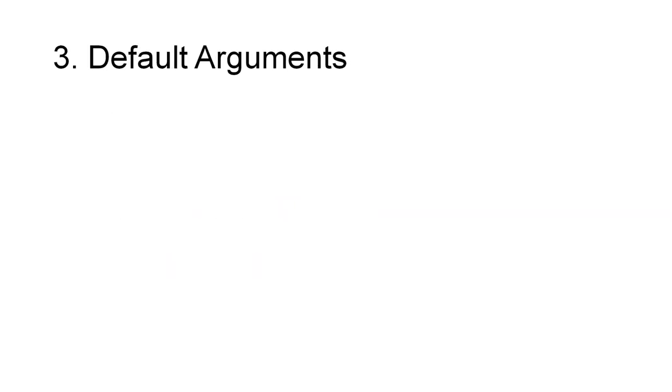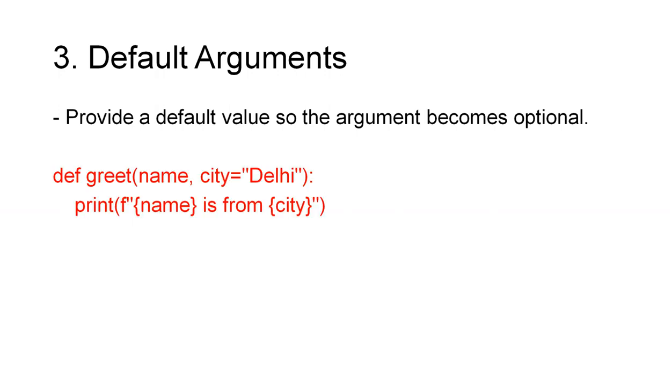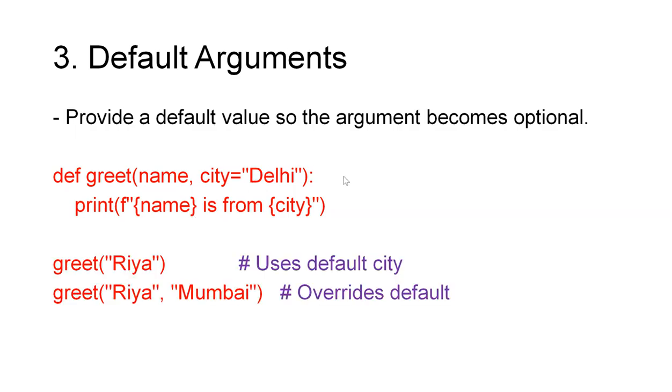And the third one is default arguments. It provides a default value, so the argument becomes optional. For the given definition, I'm defining the function greet with the parameters name and city, but I'm giving a default value for city. In the print statement, it gives you the output as the corresponding name, and is from, it takes the default value Delhi.